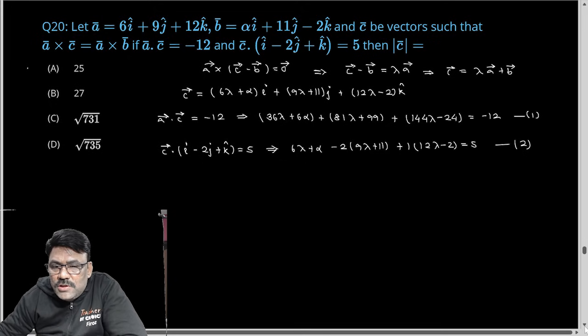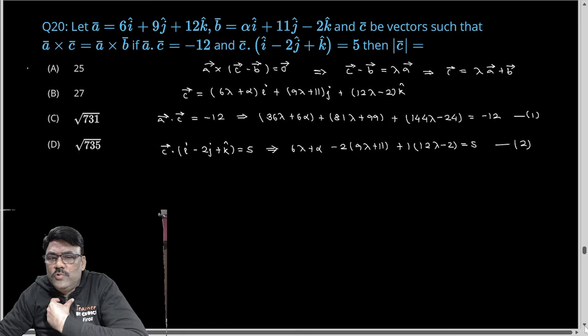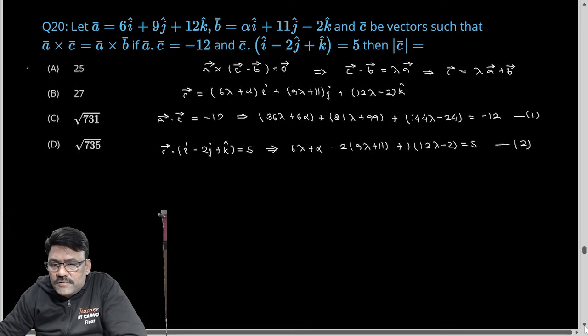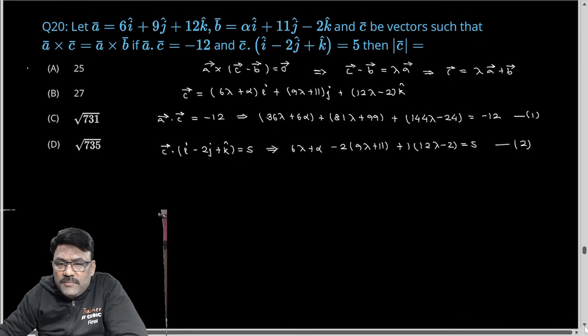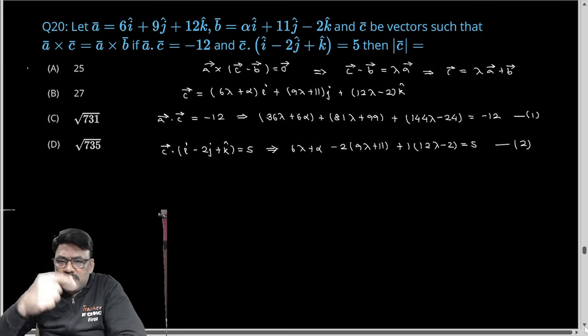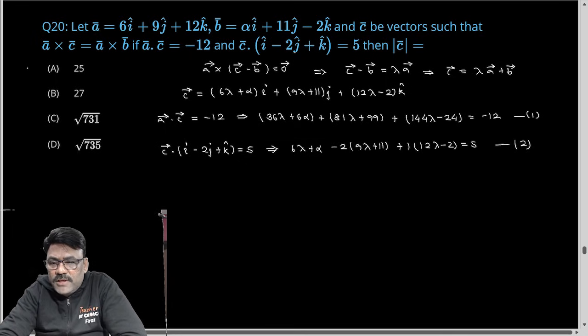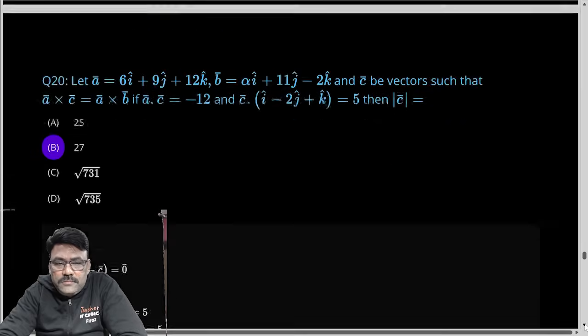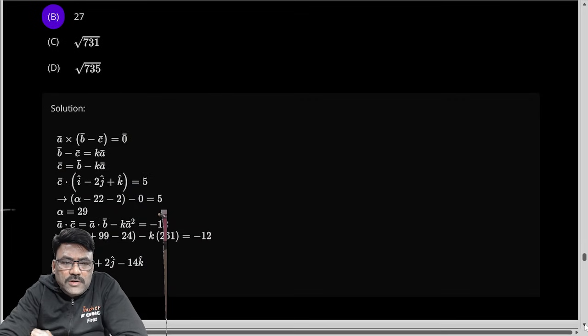So now you have two equations in lambda and alpha, and both are linear equations. So you can easily solve for lambda and alpha. And as soon as you get lambda and alpha, you can find mod C in that case. So just solve equations 1 and 2, get the values of lambda and alpha, and then you can get mod C. So ultimately 27 will be your correct answer.